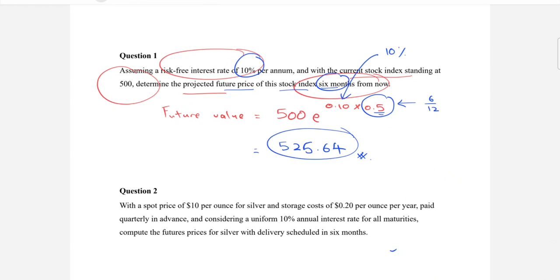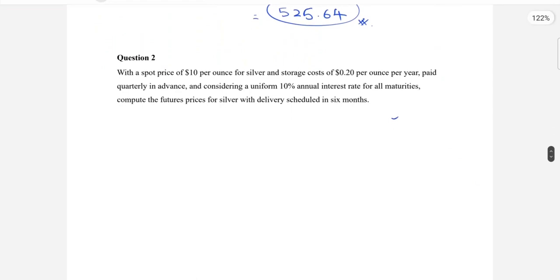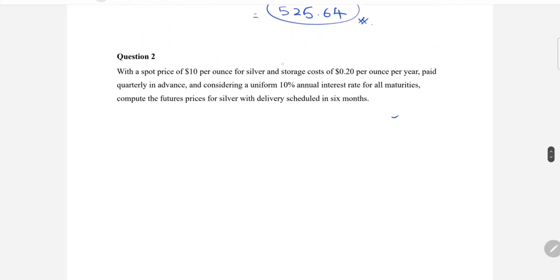Next, let's move on to question number 2. In this question we're talking about a commodity, which is silver. Over here they mention that there's a storage cost of 20 cents. The 20 cent storage cost is actually for a year, and they mentioned that the payment for this storage cost is made quarterly, and in advance. Assuming there's a 10% interest rate as well, they want us to find the future price for this silver 6 months from now.